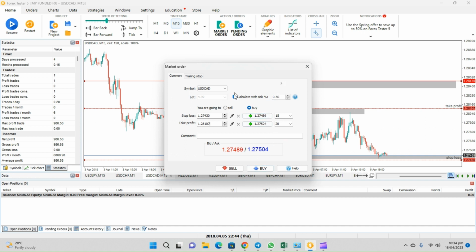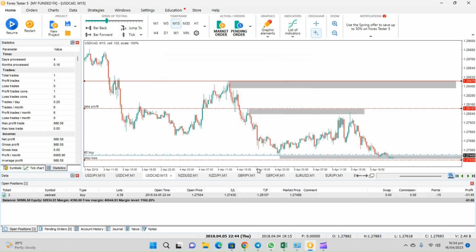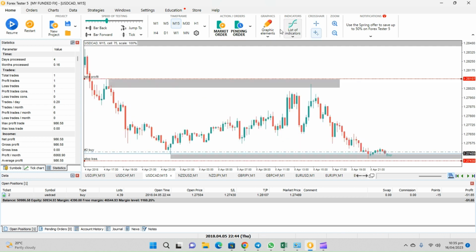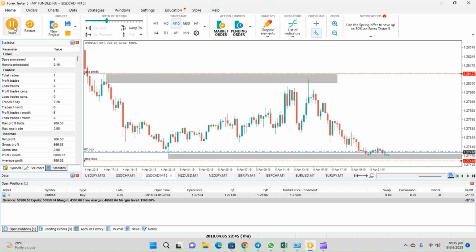Remember, when you tick this, we're going to be risking 0.5%. So our 0.5% is going to be right here. We're buying here, stop loss just below there, and let's see how it's going to play out. Let's place it here.